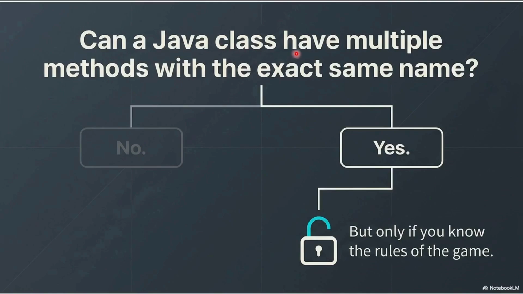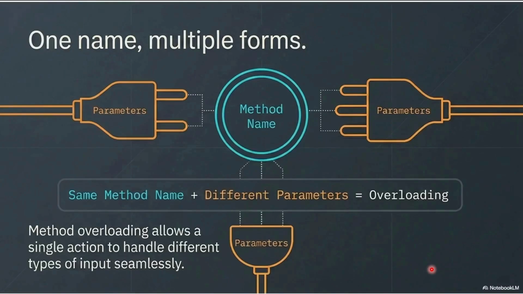Can a Java class have multiple methods with the exact same name? Yes, we can have that. We can have multiple methods with exactly the same name, but only if you know the rules of the game. So what are the rules of the game? One thing is sure, that we can have multiple methods with exactly the same name, but there are certain rules to follow. Let's check the rules.